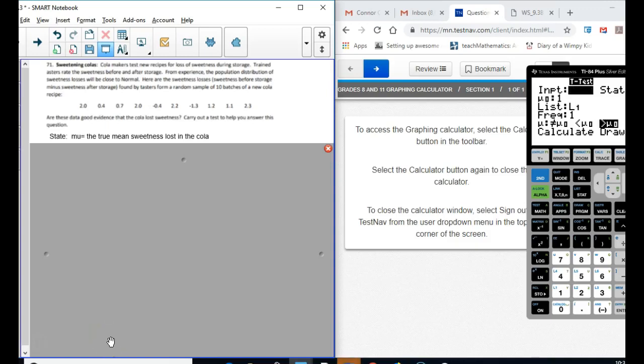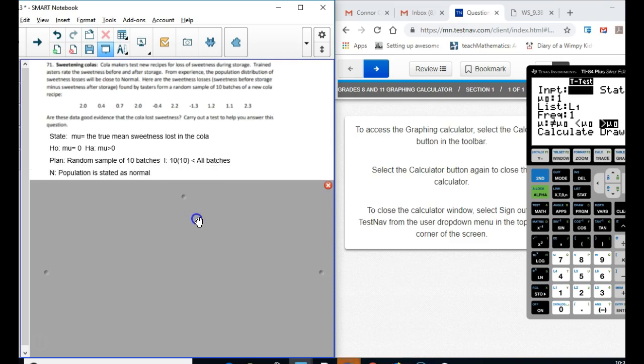All right, guys, I introduced this problem in class. I want to talk about it real quick. I already talked about the state part. So mu is equal to the true mean of sweetness lost in the cola before and after. We already described why we want mu equal to 0 and mu greater than 0. If you have any questions about why that is, just email me.